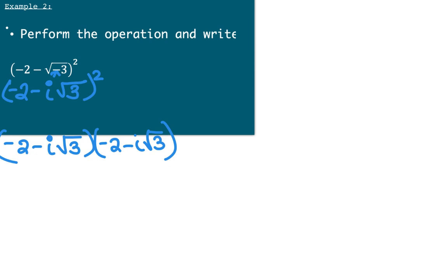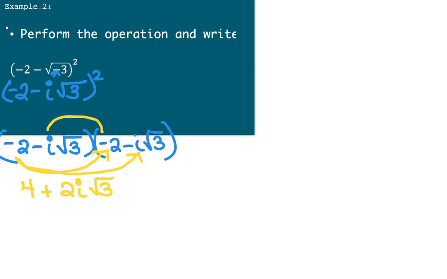And then I can use FOIL to multiply. So remember, I'm just going to treat these as like terms, and I'm going to follow the rules of algebra to get this done. So I'm going to have -2 times -2 gives me +4. And then -2 times minus i square root of 3 gives me +2i square root of 3.